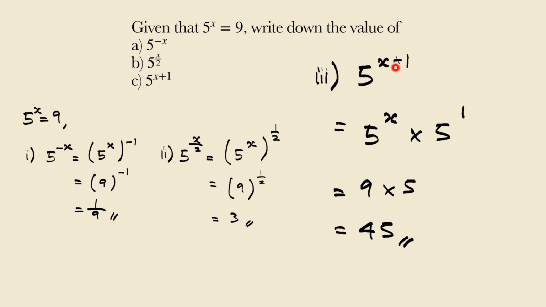Okay, our index here is written as a sum, which means we can break it up by saying this is the same as 5 power x times 5 power 1. Because if you cover this, look at this. How would you simplify that? Same base, multiplied together, we'll just add the powers, x plus 1. So we're simply working backwards here. Okay, again, what's the use of having 5 power x? We can sub 9 in there. And therefore the answer is 45.